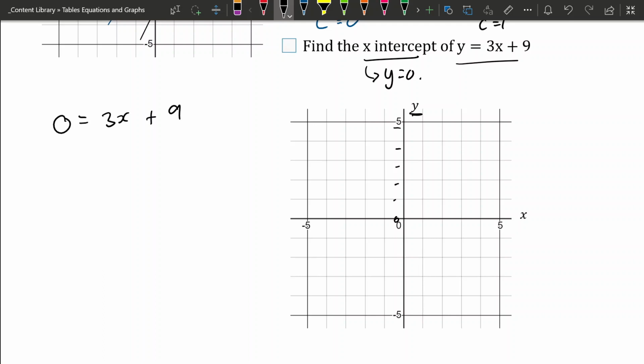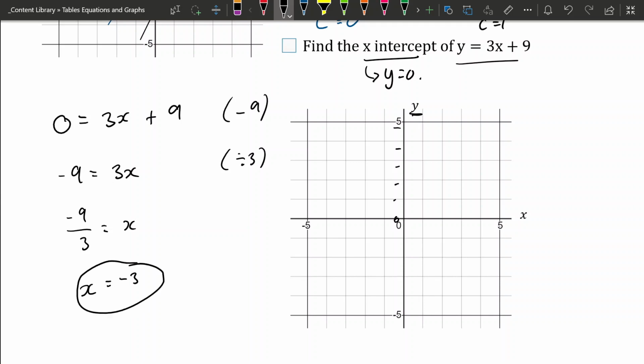So 0 equals 3x plus 9. Get a minus 9 on both sides. Minus 9 is 3x. Divide by 3 on both sides. And you're going to have x being minus 3. So the x-intercept is not just minus 3, but remember it's a point. So it's actually minus 3, 0, because points are given by two numbers. So it's going to be minus 3, 0. That's your x, y coordinate.